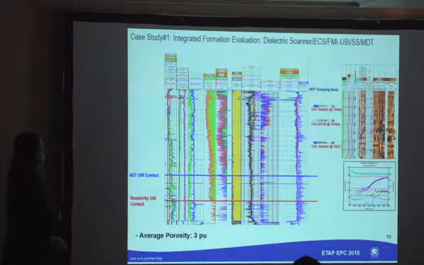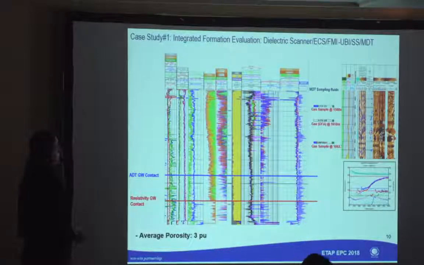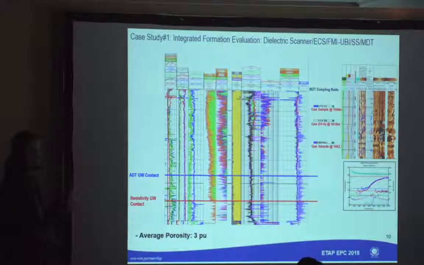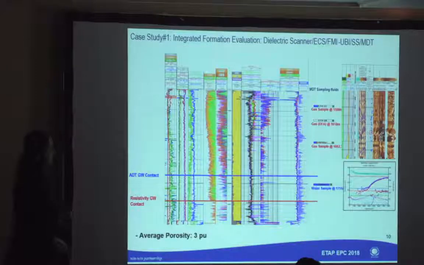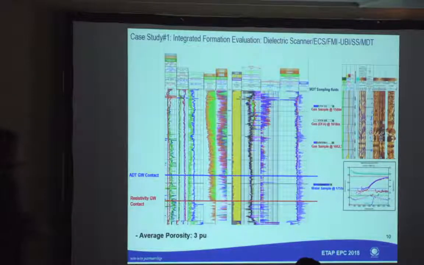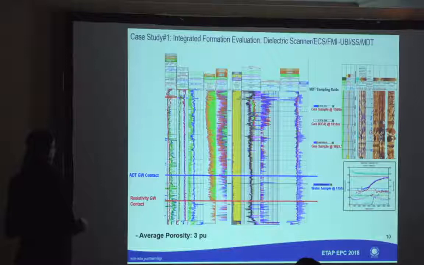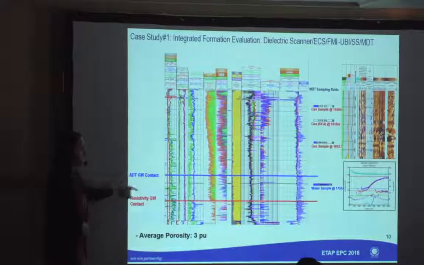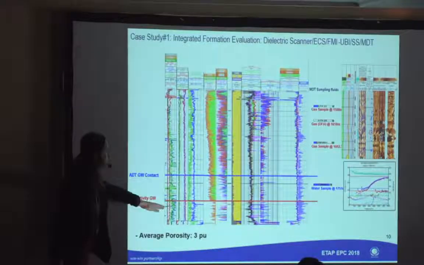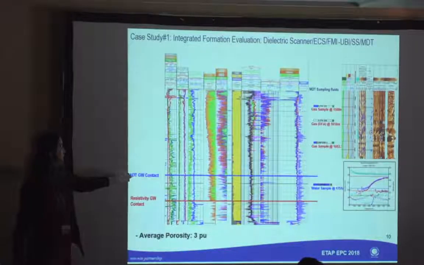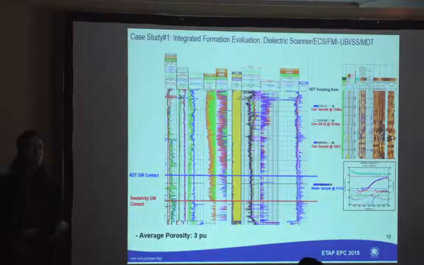Three stations of MDT showed that gas was present in the upper part. This confirmed both the resistivity and the dielectric scanner saturation. Then we had a sample between the two contacts, and it was a water sample. So this confirmed the contact from the dielectric scanner, because from the resistivity we could say that we had hydrocarbon till this depth, but the MDT confirmed that the contacts were higher.